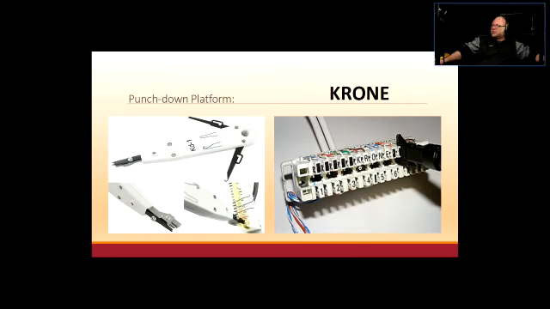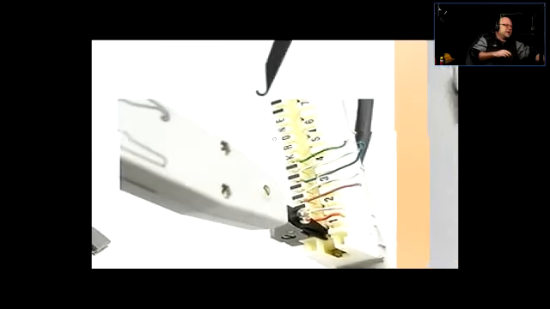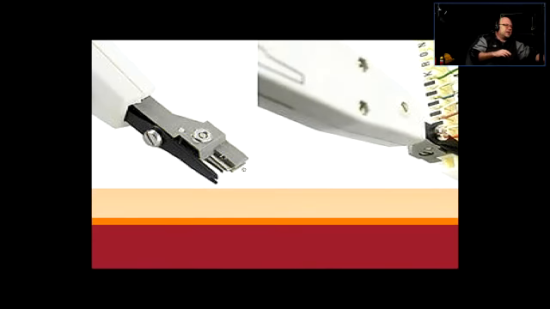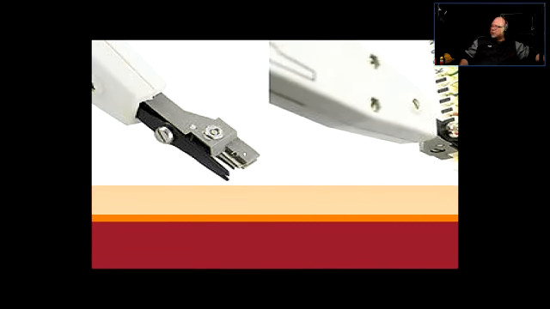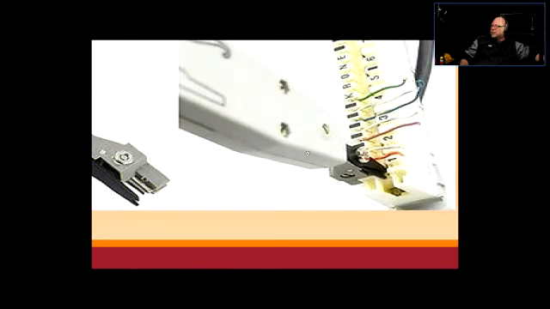And this is the Krone punch down platform. That's what it looks like. And this is what the Krone punch down tool looks like. It also has a moving knife. The punch down tool is a little bit different.